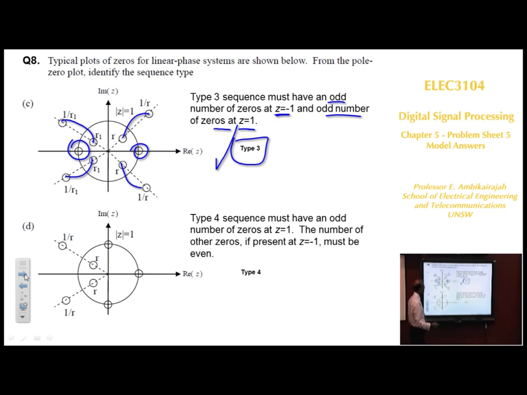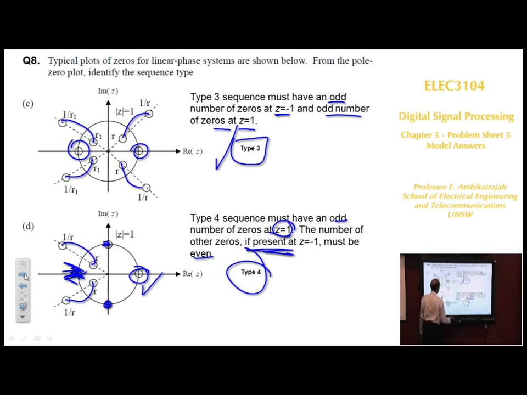Last one is type 4. It says odd number of zeros at z equal to 1. And the number of zeros at z equal to minus 1, if present, must be even. Okay, let's go back here and see. Reciprocal of that, that's fine, that satisfies the linear sequence. There's here 1, the reciprocal of that is that, so that's fine. Then you must have an odd number at z equal to 1. There's 1 here, that's fine. There's none if present only. There's nothing at z equal to minus 1, so that's fine as well. There's nothing there, so we don't need to worry about that. So therefore this is type 4.